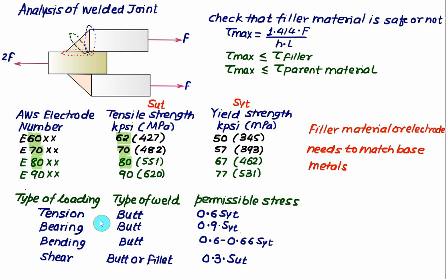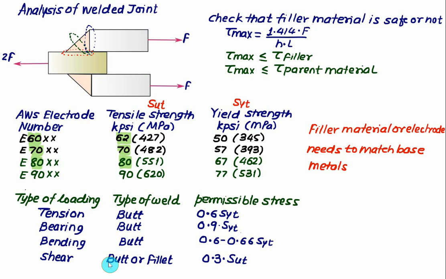So a welded joint is subjected to different types of loading. I'll give some idea here. The type of loading may be tension, bearing, bending or shear. The type of weld can be butt weld or fillet weld. We have an idea about SYT and SUT. If the type of loading is tension and you are using a butt weld, in that case the permissible stress will be 0.6 times SYT. If the type of loading is bearing, and the type of weld is butt, the permissible value is 0.9 of SYT. In the case of bending for a butt weld, the permissible value is 0.6 to 0.66 of SYT. Now we are interested in the shear.